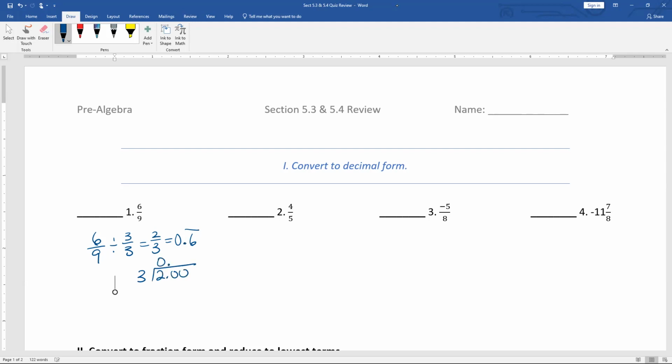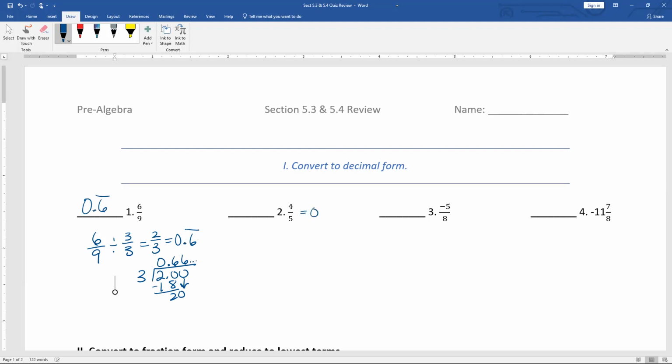3 does not go into 2, but 3 goes into 26 times, and that gives you 18, which gives you a remainder of 2. And you find that as you continue to go through, you continue to get 6 repeating. And so that is your final answer for the first one.